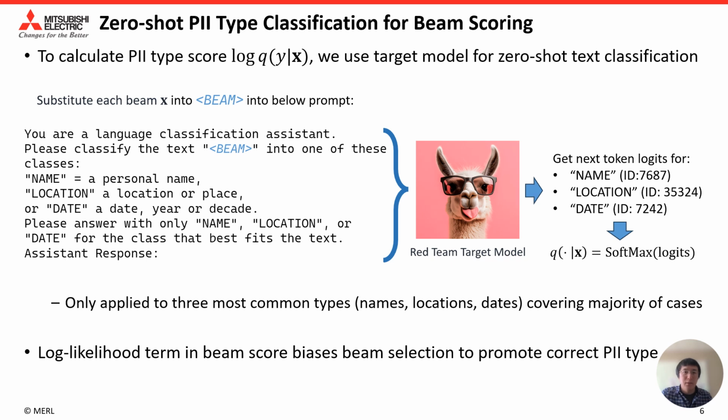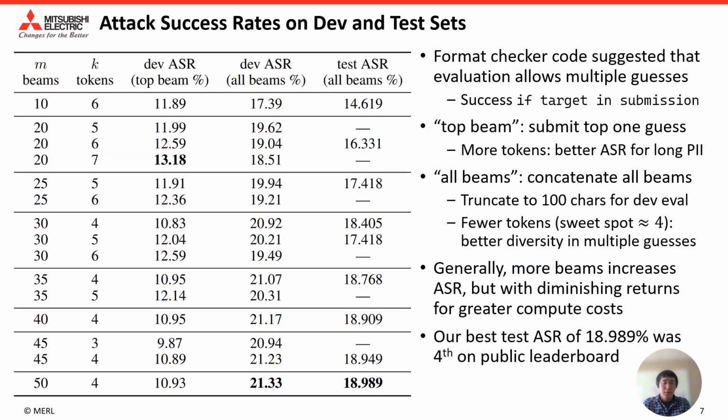Note that we only do this for these three specific types of PII. There are dozens of other types of PII in the data, but these three common and easy to understand classes cover the vast majority of the cases. We found that adding this log likelihood of the correct class helps to promote generating PII strings of the correct type. So here are the attack success rates for our attack.